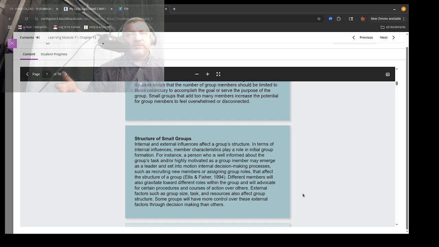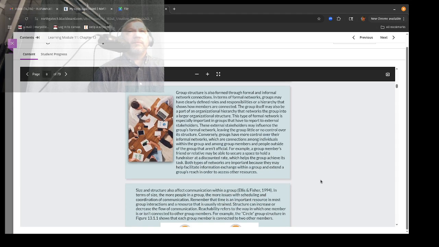External factors such as group size, task, and resources really affect group structure as well. Some groups have more control over external factors and sometimes they don't, right? The group structure is also formed through formal and informal network connections. Think about it. You may know these people already. You may have had a working relationship with them. And we tend to think of that, hopefully, as a positive, but also we carry in our negative baggage, right? If we worked with someone before and we didn't like them, we carry that into the group as well.